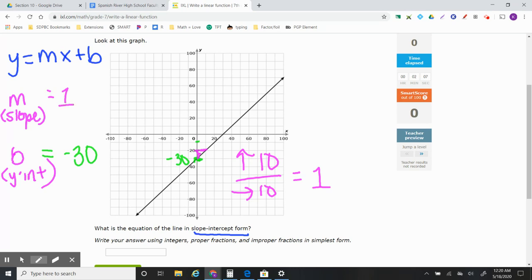And now all I need to do is replace the m and the b of my equation with the numbers I just found. So this is going to be y equals 1x minus 30. Let's see if that's right.